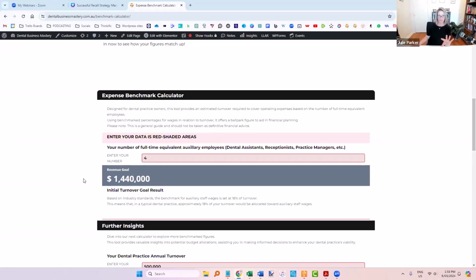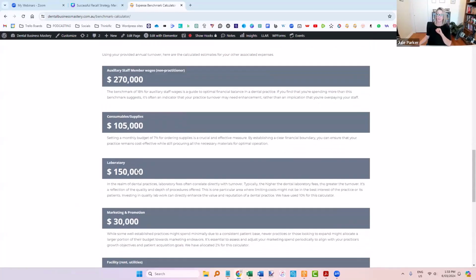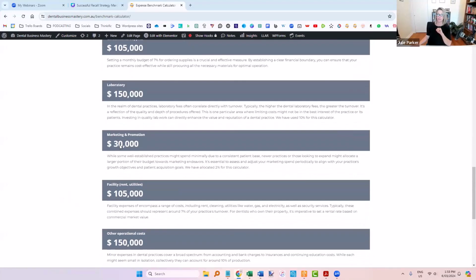Once you do that section of the calculator, quite separate to that is this further insights calculator. This is where you can enter in, our practice turns over $1.5 million. And given what the accountants advise in terms of benchmark percentages you should be outlaying for particular expenses, it tells you what your expense payments should be.